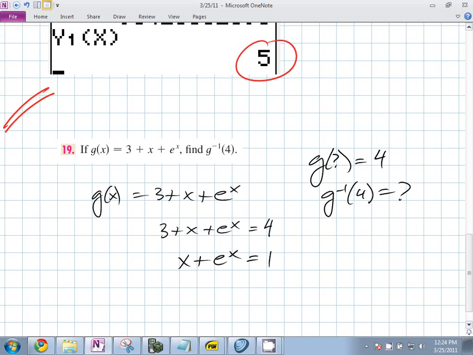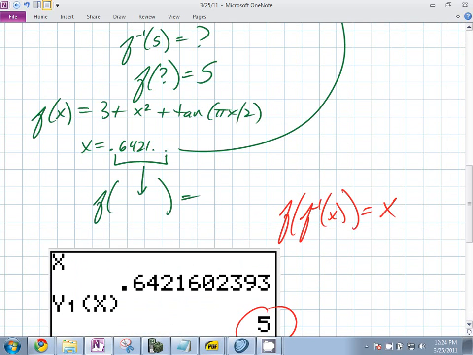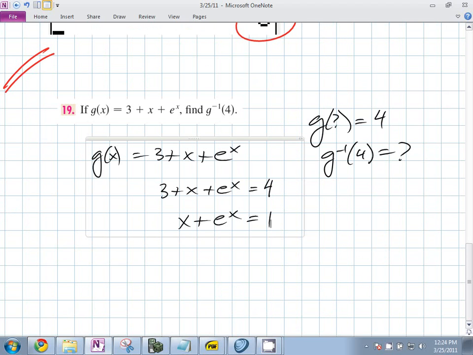What do you think? Could we do it algebraically before? On the last question, could we use algebra? What? We did? We used algebra on the last one? I thought we used our calculator right here. No. So on this one, what do you have to use? Use your calculator again. Sure.